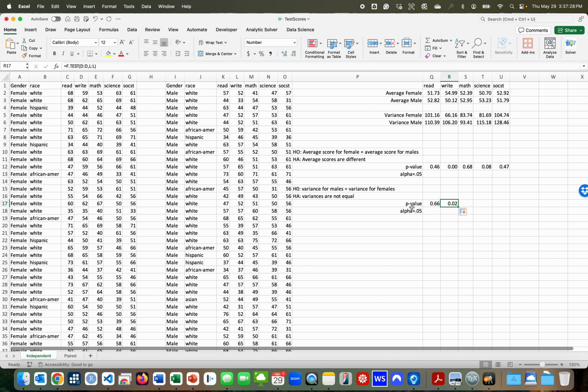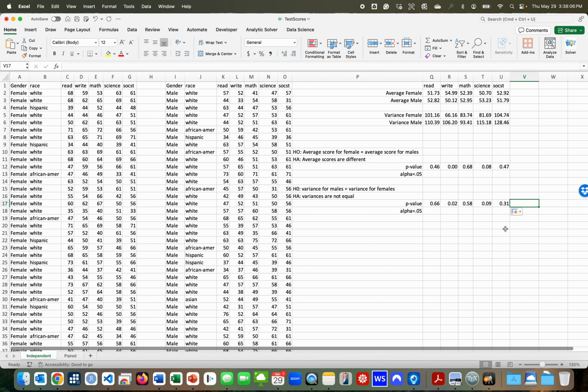Since the p-value for that test is less than alpha, and alpha is our significance level for 95% confidence, we reject the null hypothesis that the variances are the same and conclude that they are different. For writing scores, math scores, that's a fail to reject. Again, this would be a reject at 90% confidence, but a fail to reject at 95% because that p-value is less than 0.1, which is what you'd get with 90% confidence, but it's greater than 0.05, which is what we have with 95% confidence, and then that's also a fail to reject.